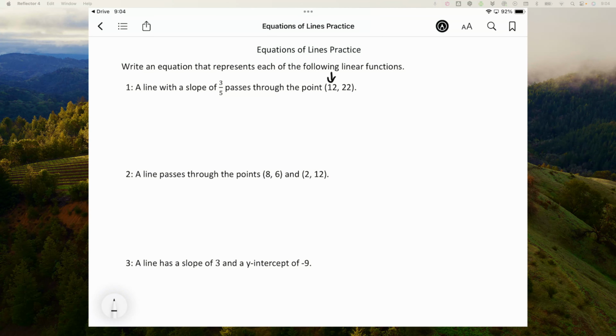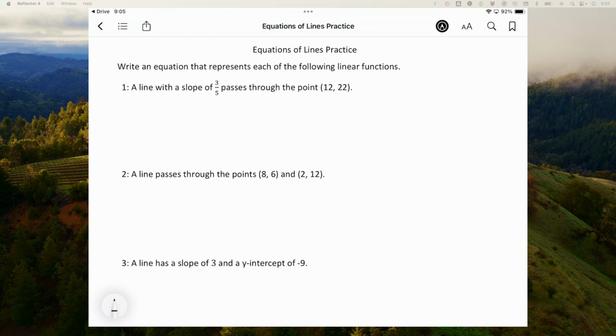That is not 0, so that means that we do not have a y-intercept. Again, the y-intercept only occurs when x is 0. So we are going to have to use point-slope form for this one. And so we are going to need a point and a slope. The point we have to choose is given to us already, 12, 22, and the slope is 3/5.